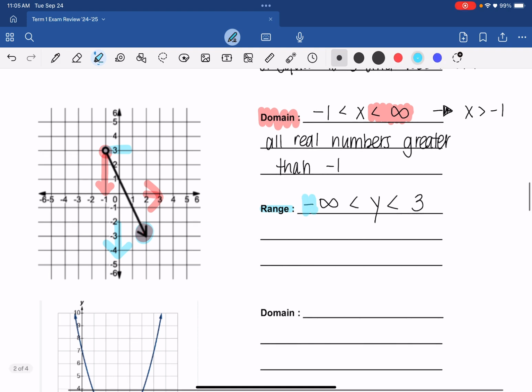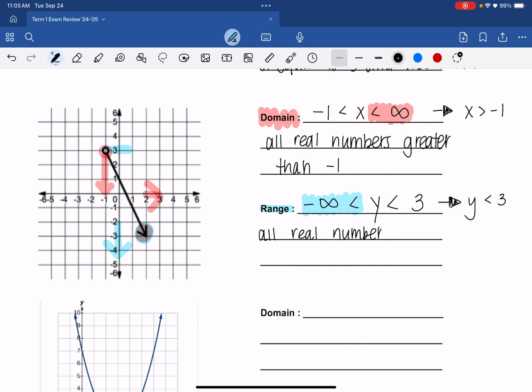Because, remember, we won't put this part. We will just use y is less than 3, because negative infinity is always going to be less than 3. So it's all real numbers less than 3.